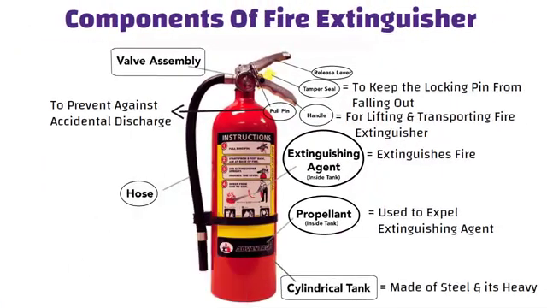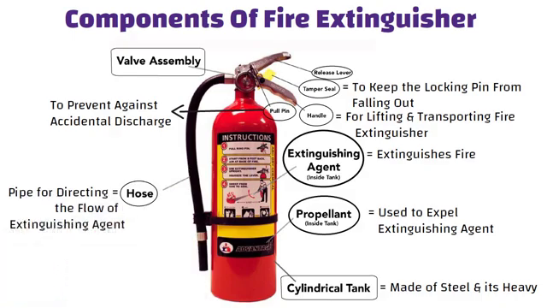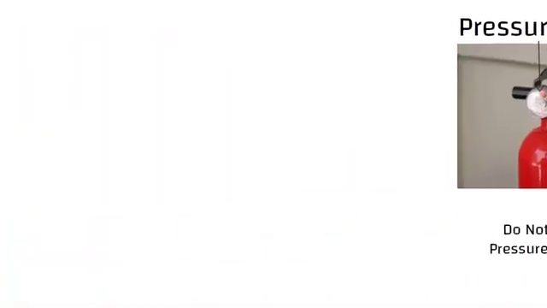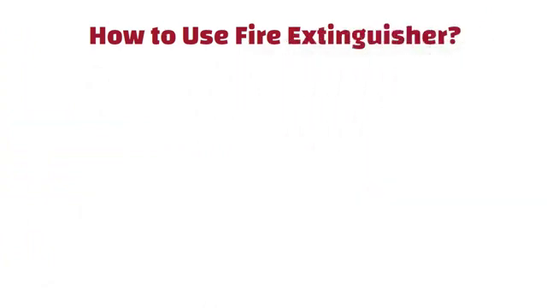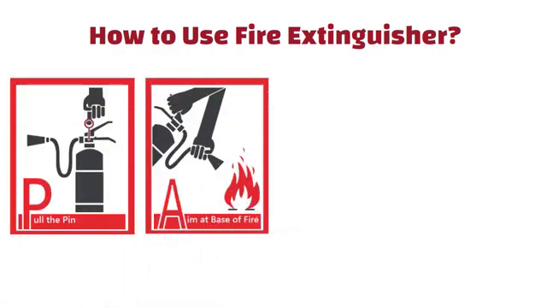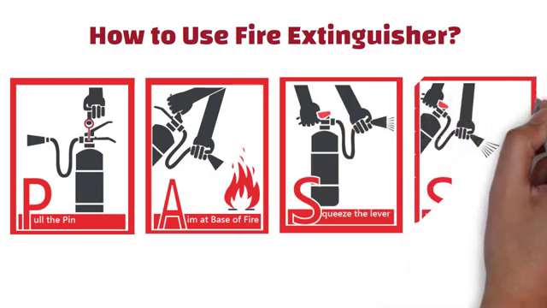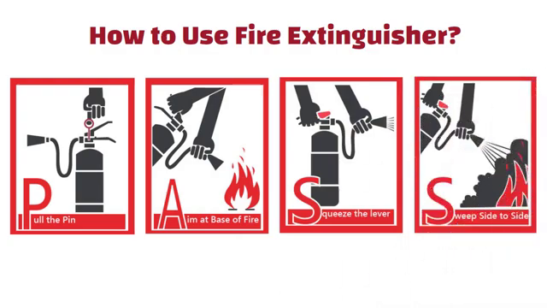Discharge hose. It is a pipe for directing the flow of extinguishing agent. Now let us understand how to use a fire extinguisher. Only 4 steps are involved here. Just pull the pin, aim the nozzle at the base of the fire from a safe distance, squeeze the lever to discharge the agent, sweep the hose from side to side. That's it.